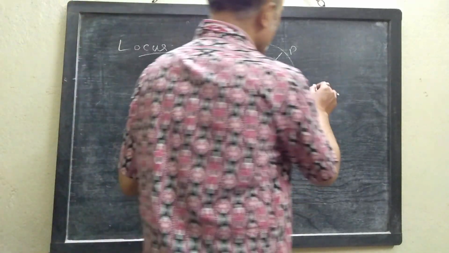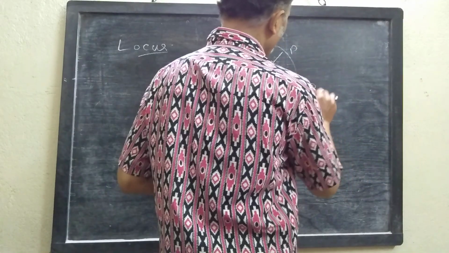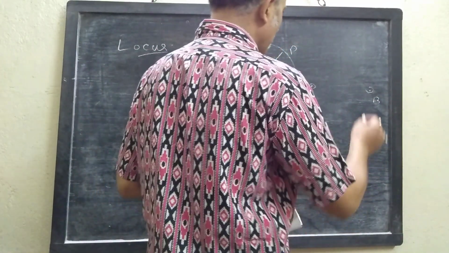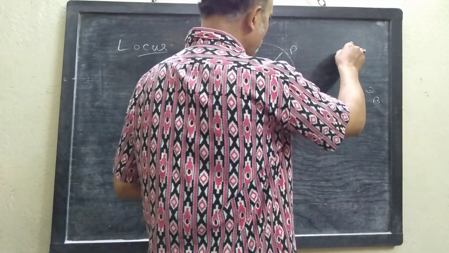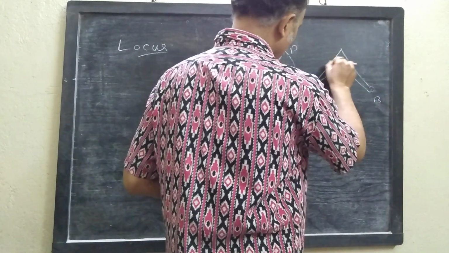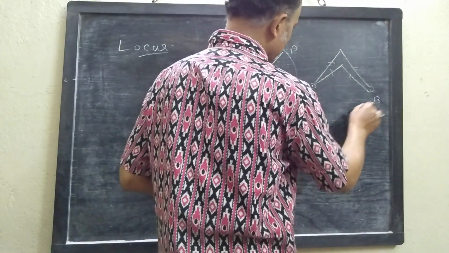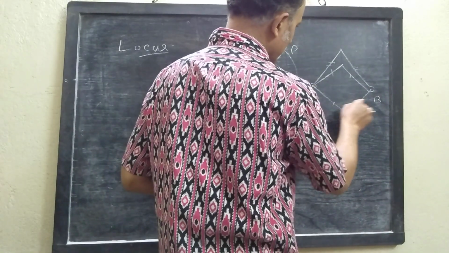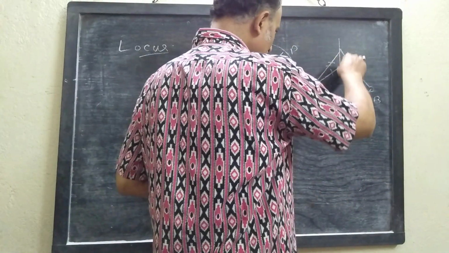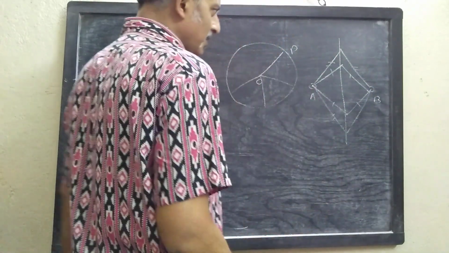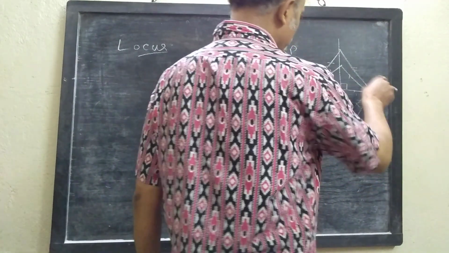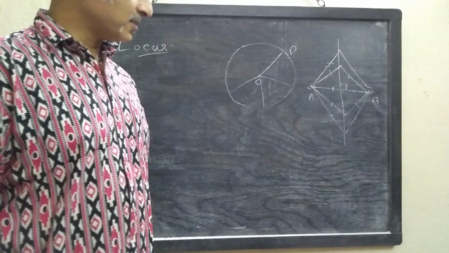Again, suppose A and B are two given points, and a point moves on this plane keeping equal distances from these two points. This equals this equals this equals this. So this is the path traveled by the point, and you know this path is the perpendicular bisector of the line segment joining the two fixed points.